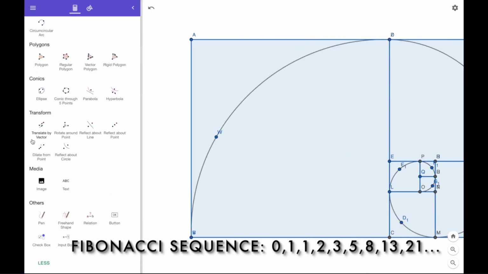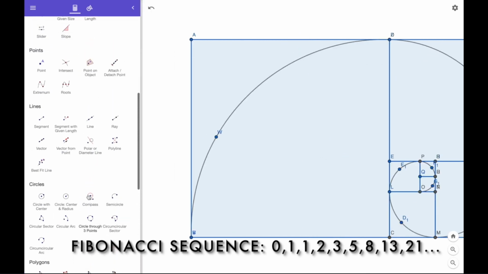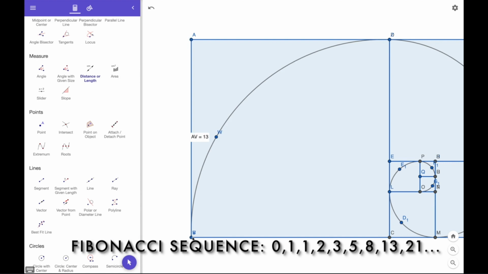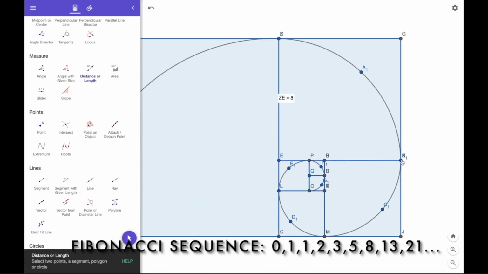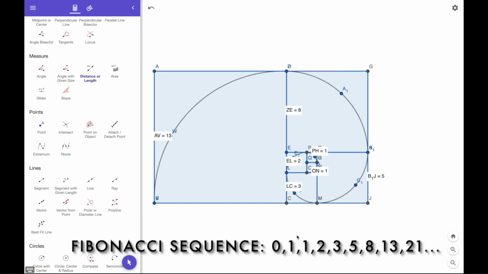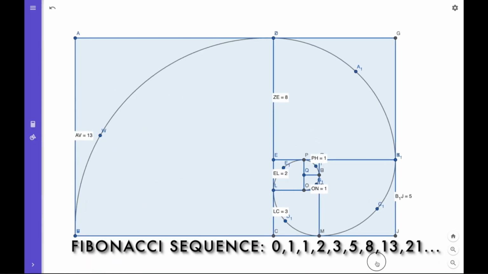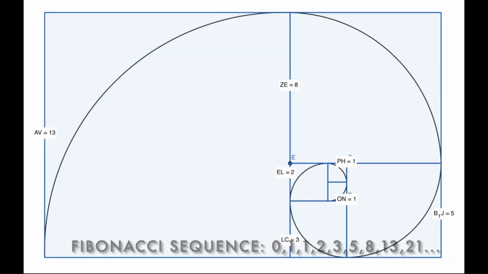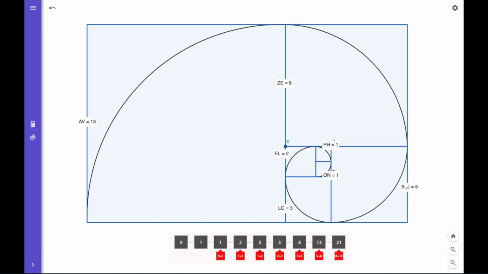We will now be measuring their dimensions to confirm their lengths, with the biggest one being 13 square units, the second one 8 square units, then 5 square units, 3 square units, 2 square units, and the smallest 2 being 1 square unit. This is how we can make the Fibonacci spiral easily using a simple app known as GeoGebra.